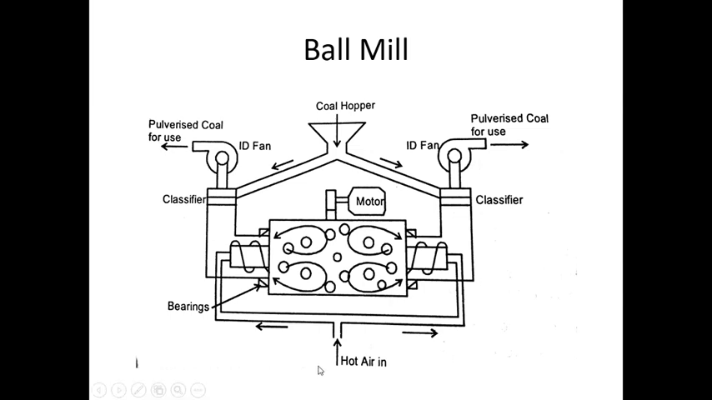From both sides it is taken away, and here the hot air is supplied so that it can remove the moisture content from the coal. So the hot air supply is from here, and coal is supplied from here. This is the drying system of the ball mill, and this is the rotating drum. Okay. So a bearing is used, which is required for the rotating drum.